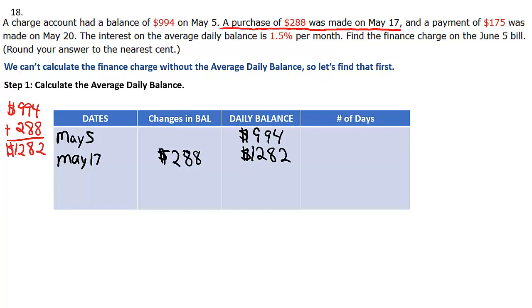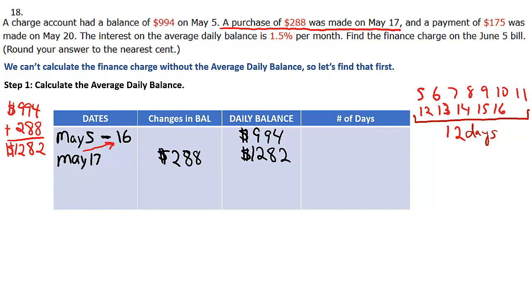At this point, you can go back up and look at line 1 and see that if the new balance started on May the 17th, the old balance was in effect until the day before, which was May the 16th. Once you get May the 5th to May the 16th, you can count the number of days. Remember, you can use the formula for consecutive integers. It's largest minus smallest plus 1. That'd be 16 minus 5 is 11 plus 1, you get 12. Or if you're not sure, just write the days down and count them manually. You cannot afford to miss the number of days. In any case, it comes out to be 12.